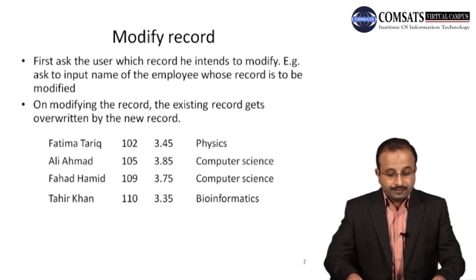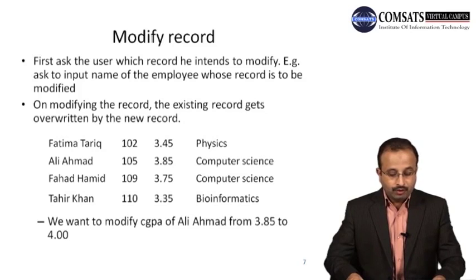So for example, this is the original record, 4 records, and we want to modify the CGPA of Ahmed Ali from 3.85 to 4.00. For example, we mistakenly input 3.88, and in fact the CGPA of Ali Ahmed is 4.00. So when we modify this record, the modification will take place in the same place, that is over here. So only that record will be modified.